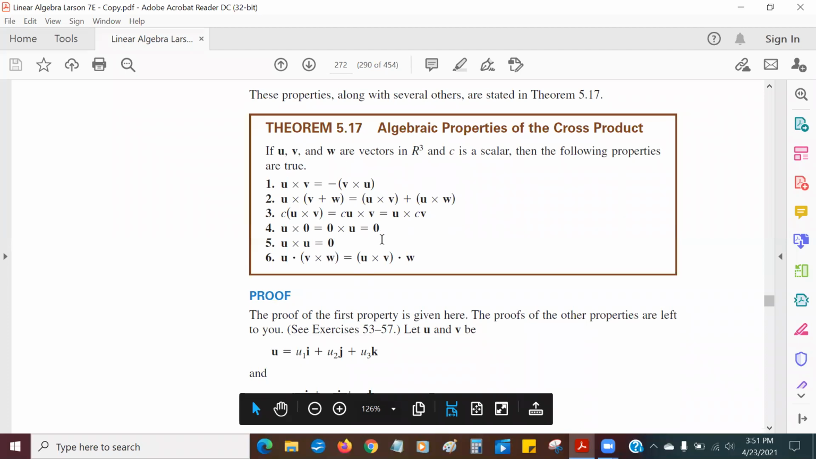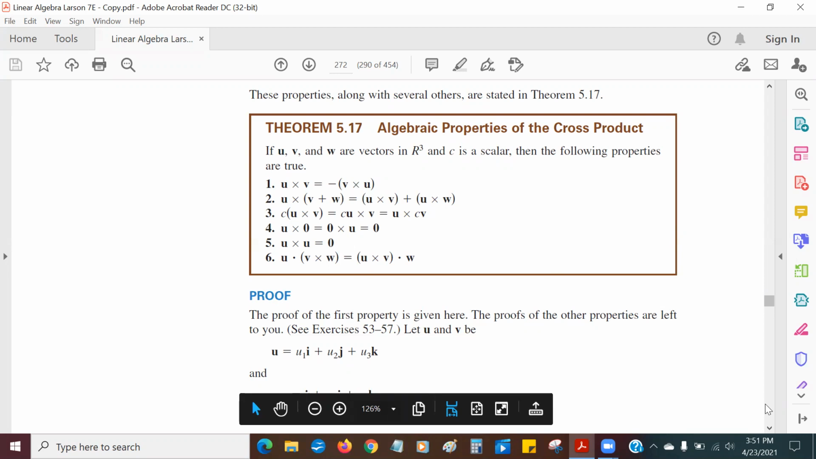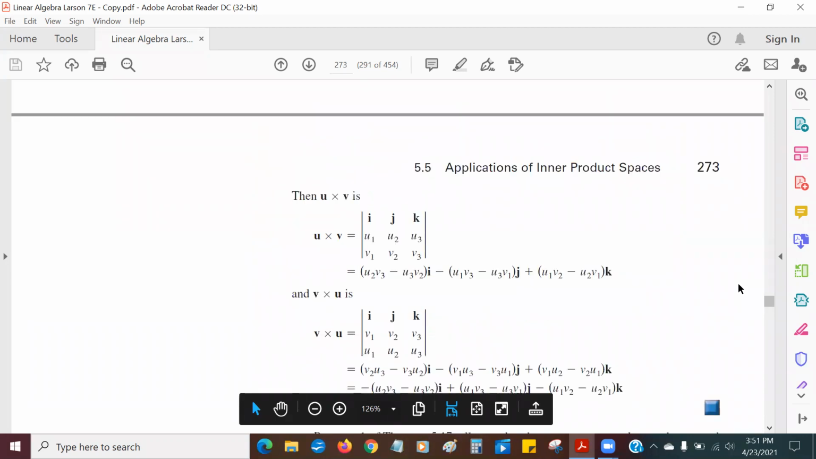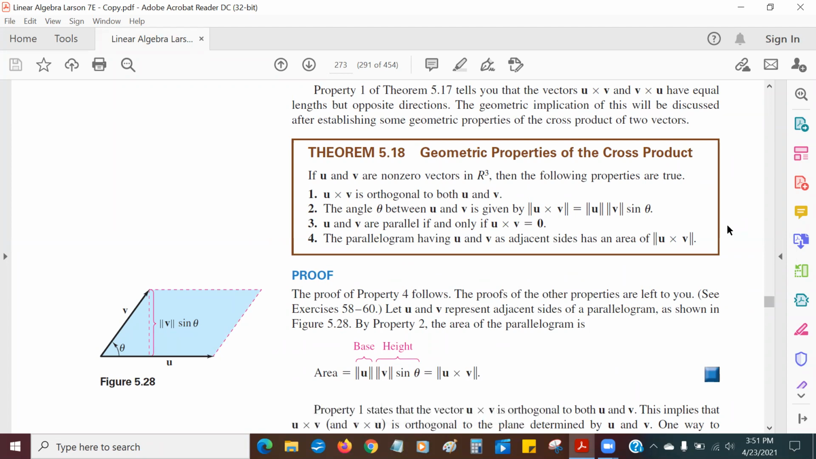And here are some algebraic properties. U cross U equals 0, like we just explained. U cross V equals negative V cross U, and so on and so forth. I'm not going to go into this in great detail. I'm just going to say that when you take a cross product of two vectors in R3, you get a third vector which is orthogonal to both of the original two vectors. In fact, I'm going to even type that out for you.